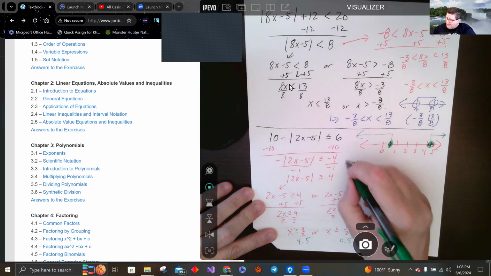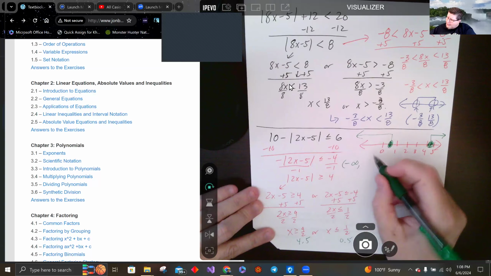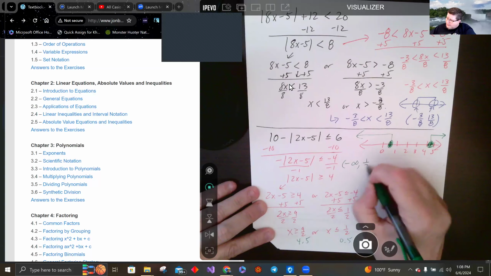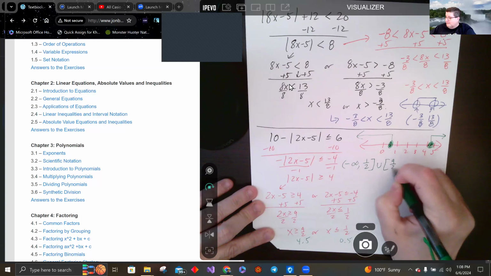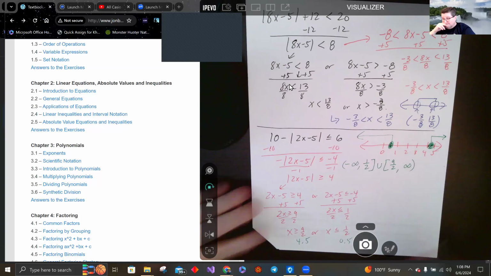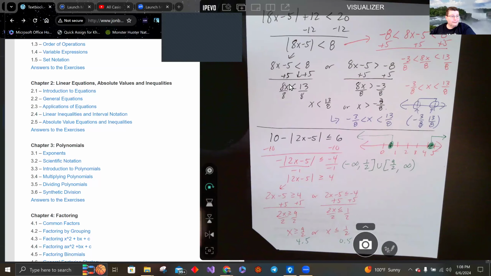So here we have a compound inequality with the union. Brackets on the 1/2 and the 9/2. But everything else goes normally there.